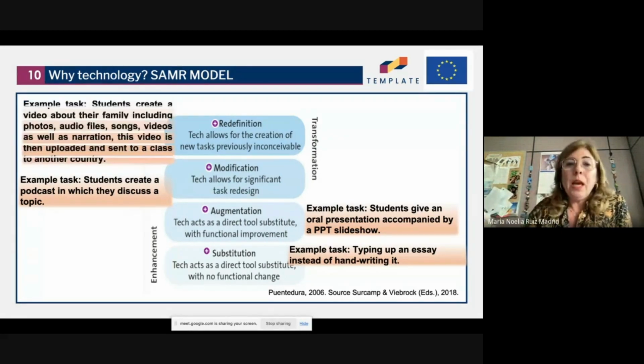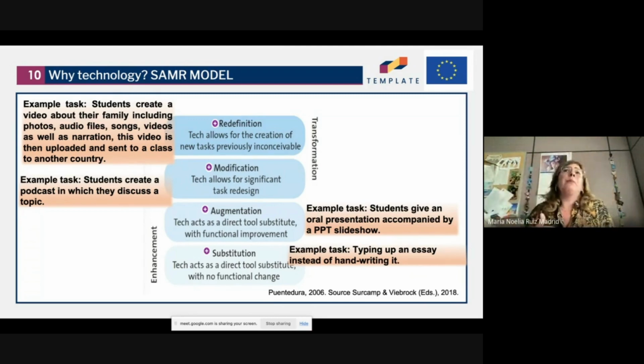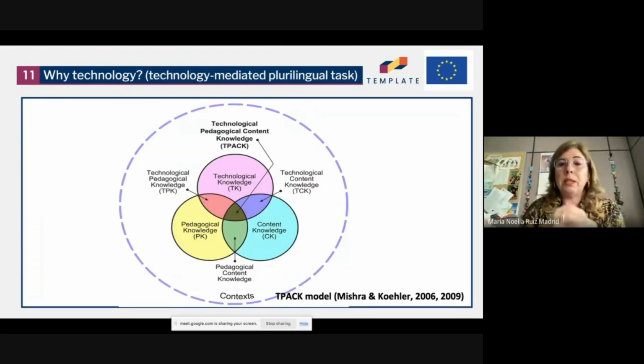And an example of redefinition could be creating a video about their family in which they have to use different files in which the digital competence is fully integrated. They can also include authentic materials and different languages. It's a very complex task that could not be possible without technology. That could be the redefinition. So these are the different types of applying technology to our models.